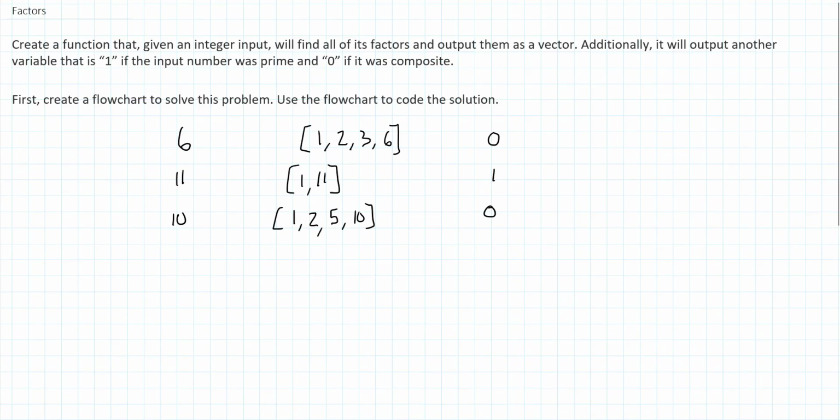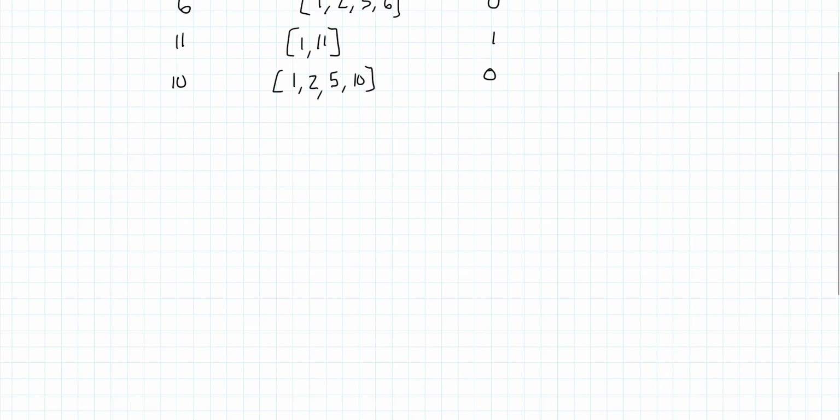So let's see how a flowchart can be made that is going to reflect that. So we're going to be given an integer input. So that's going to be the top here. We're given an integer, it's a scalar, and I'll just call it x. So that's supposed to be integer scalar x.